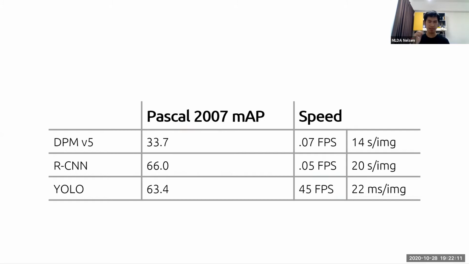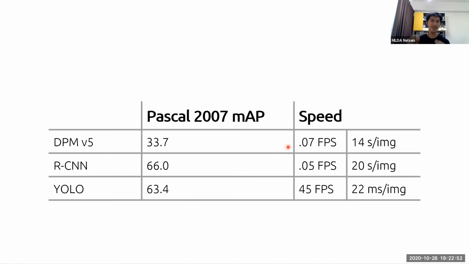However, the speed is maybe 100 times different. Actually it's much faster, maybe 1,000 times faster, or sometimes faster. We can see it's 45 FPS compared to 0.05 FPS. That means every single second, YOLO can process 45 different frames, while R-CNN can only process 0.05 frames. That's the main difference between YOLO and R-CNN.